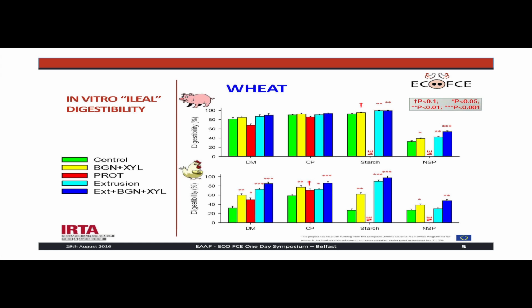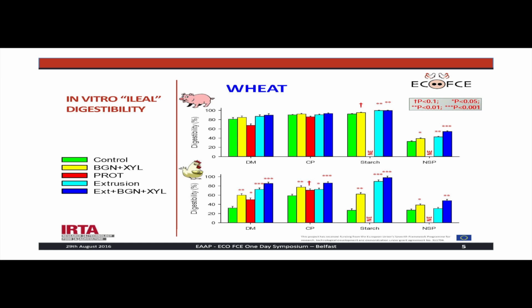Moving on to wheat, this is again the same type of graph. In this case, we tested beta-glucanase and xylanase, and significantly improved digestibility of starch when we extruded wheat. For NSP, we also saw improvements with beta-glucanase and xylanase and with extrusion.